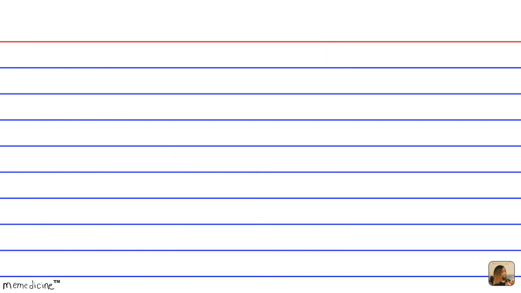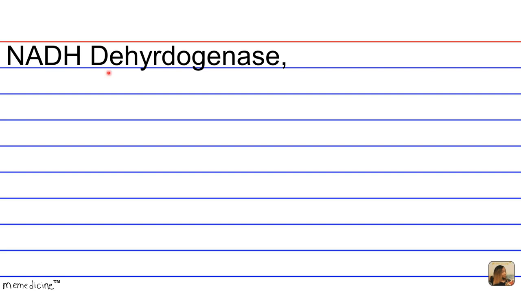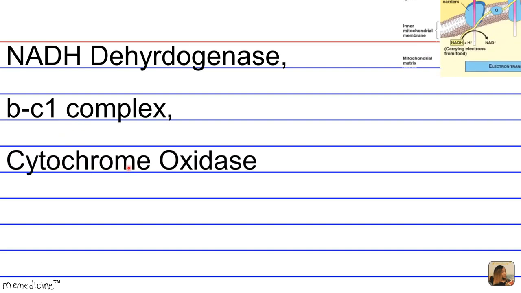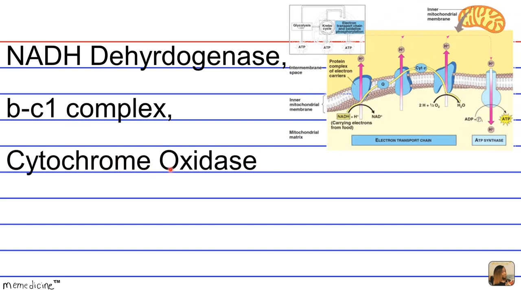Okay, so the first carrier protein that we're going to identify is NADH dehydrogenase. The second is the bc1 complex. And the third is the cytochrome oxidase enzyme, okay?